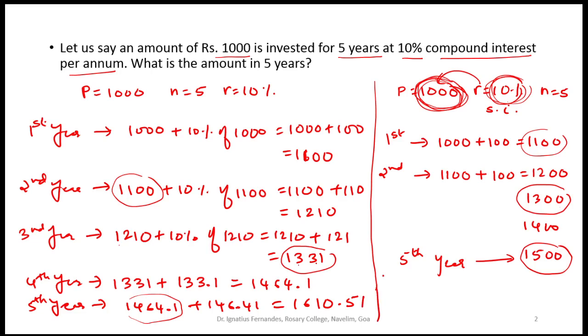So this is the difference between simple interest and compound interest. While in simple interest we add 10%, or the rate of interest, of the principal amount every time, in compound interest we add the rate of interest, 10%, of whatever is the current amount at that particular time. So while in simple interest we got 1500 at the end of the 5 years, in compound interest we get 1610.51.